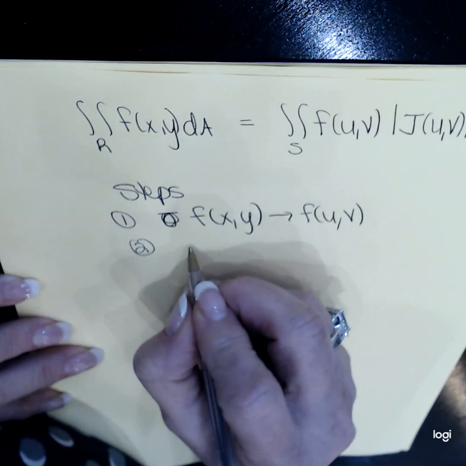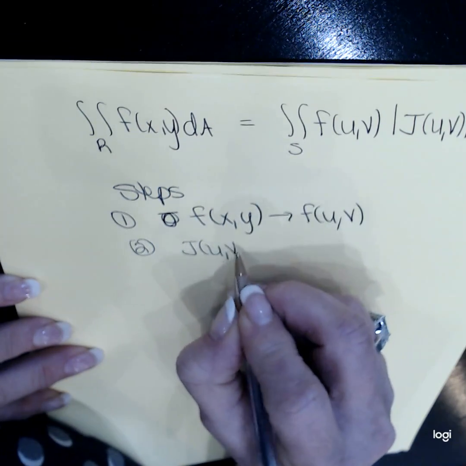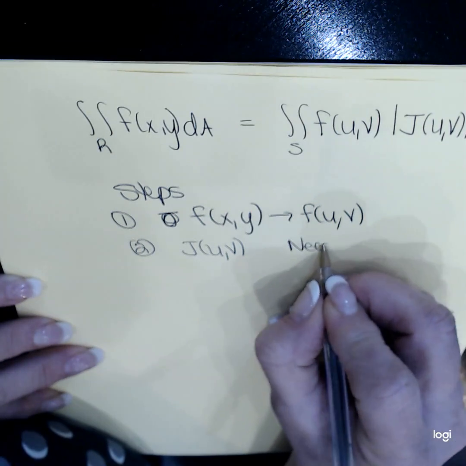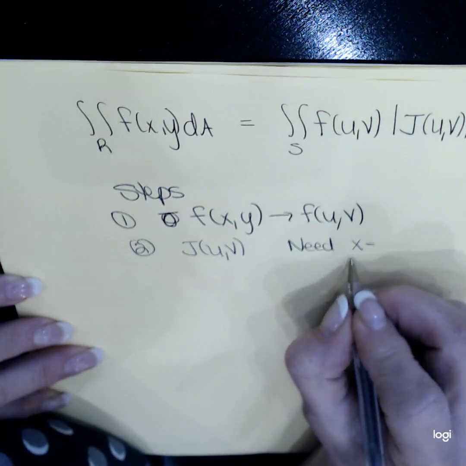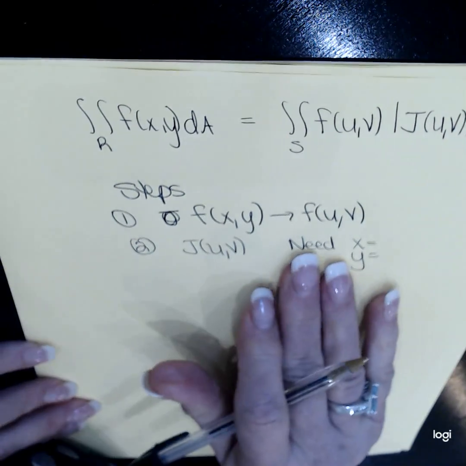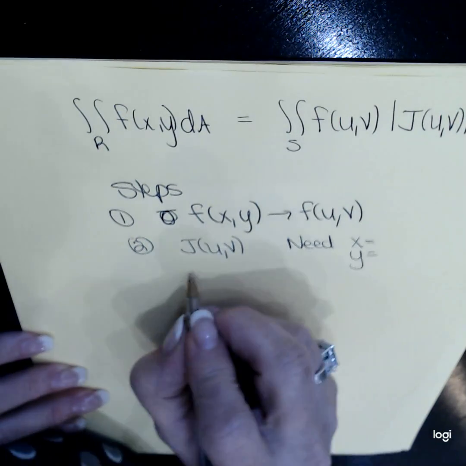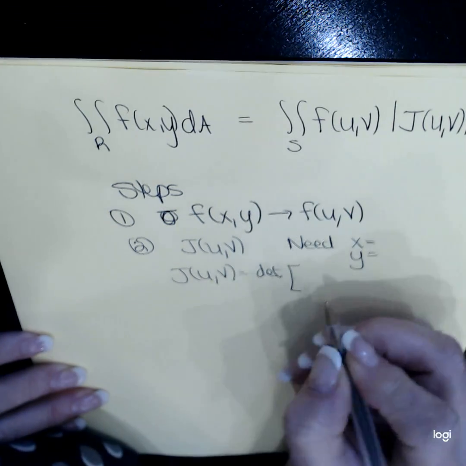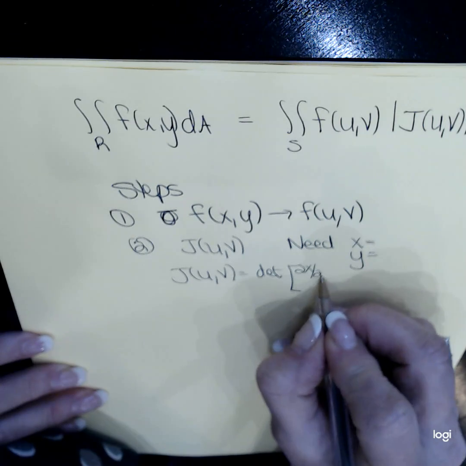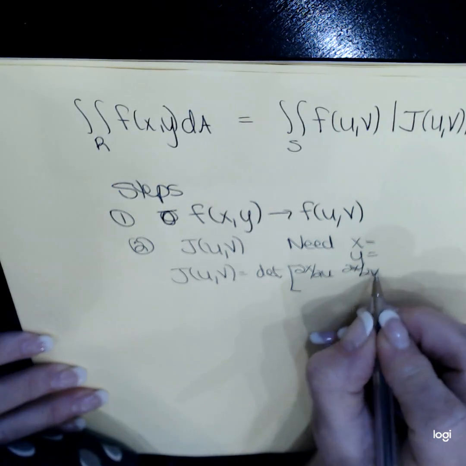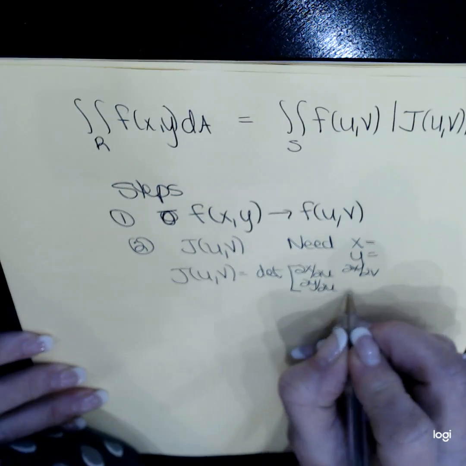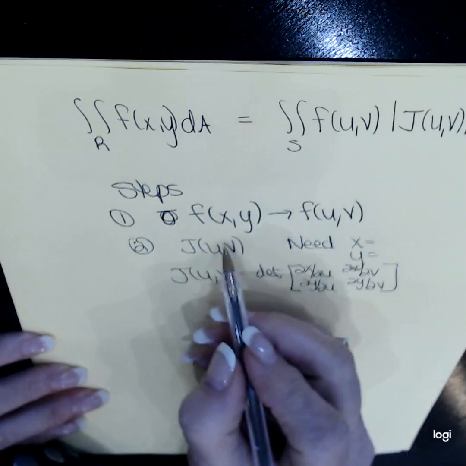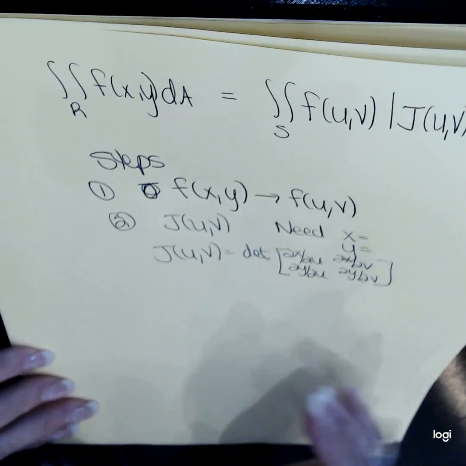The next thing we're going to do is find that Jacobian. In order to do that, we need functions in the form x equal and y equal, because remember, this is going to be the determinant, and let's write this out here. This is going to be the determinant of the matrix, which has across the first row the partial of x with respect to u, partial of x with respect to v, then the partial of y with respect to u, partial of y with respect to v. So we need those functions to be in x equal, y equal format.